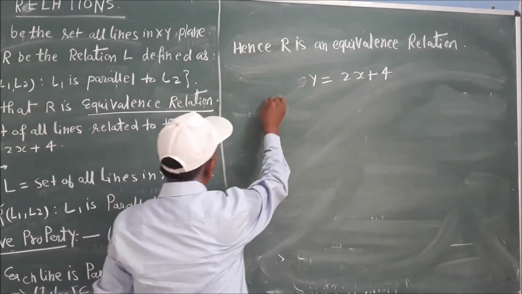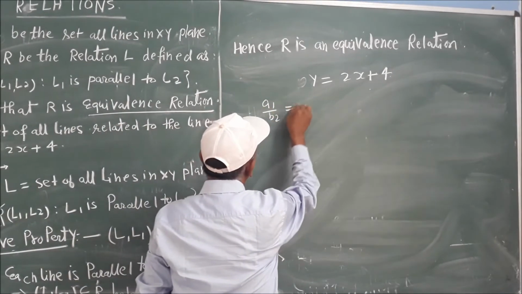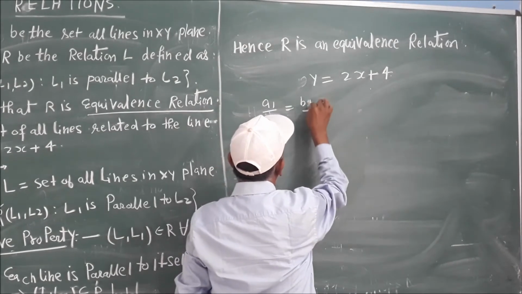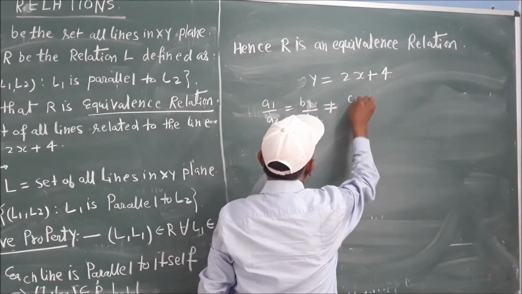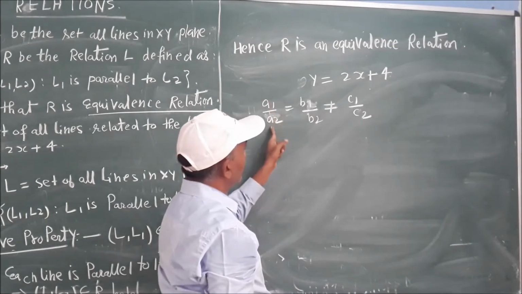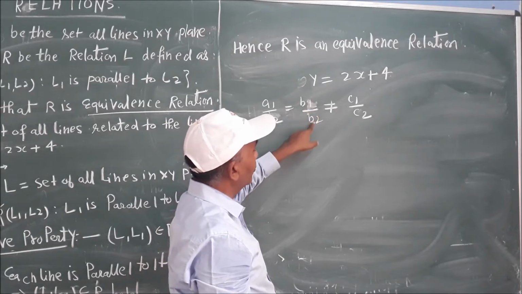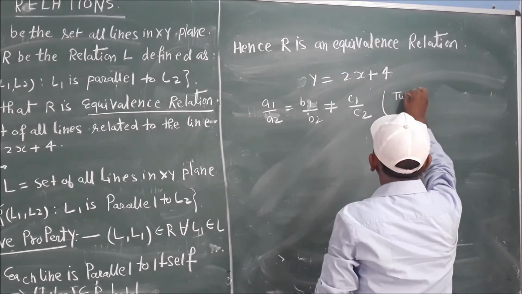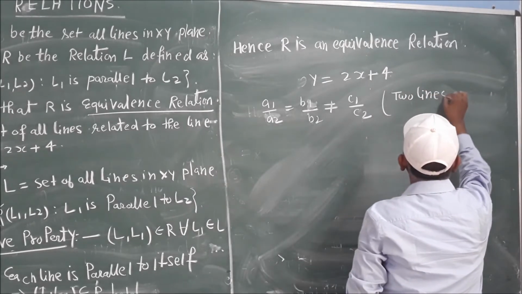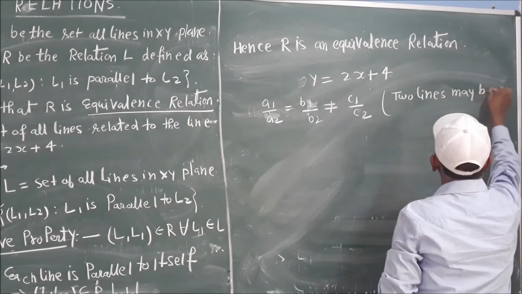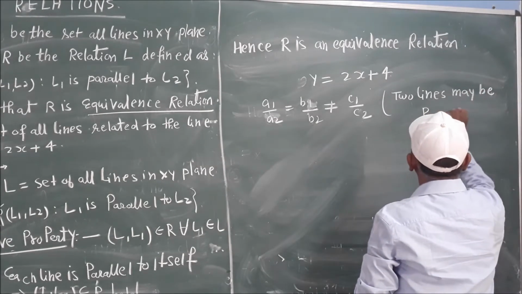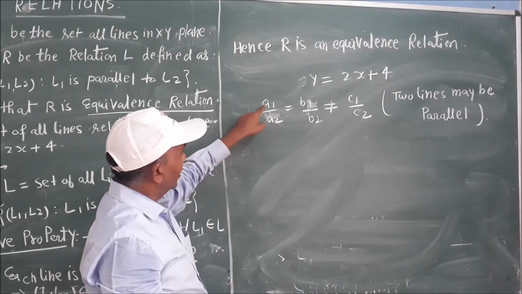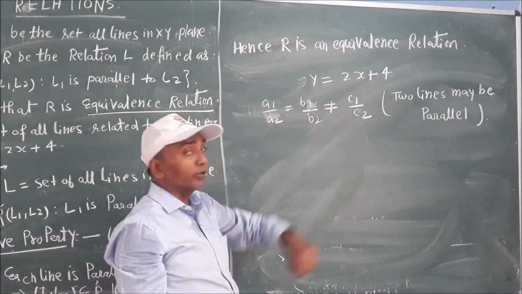For parallel lines, as you know, a1 by a2 is equal to b1 by b2, not equal to c1 by c2. a1 by a2 is the ratio of coefficients of x, b1 by b2 the ratio of coefficients of y, c1 by c2 the ratio of constant numbers. This is the condition for two lines to be parallel. In class 10 in linear equations we have read that a1 by a2 is equal to b1 by b2 but not equal to c1 by c2.